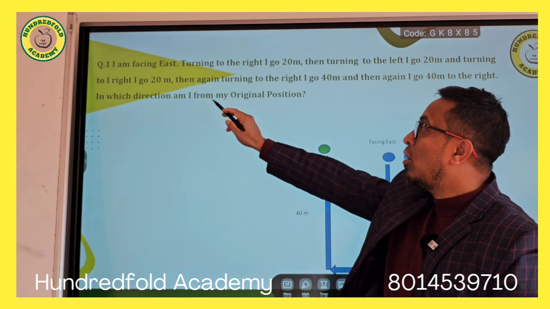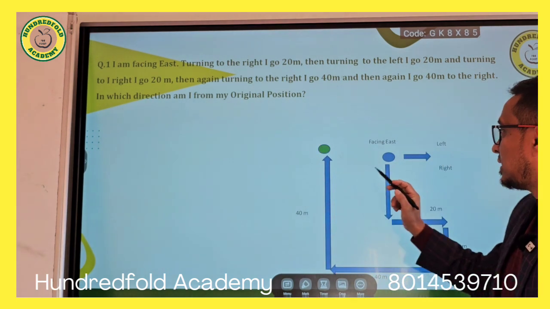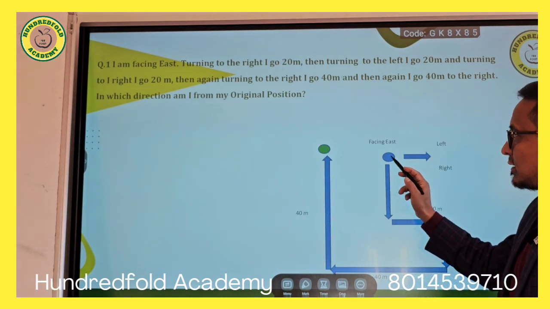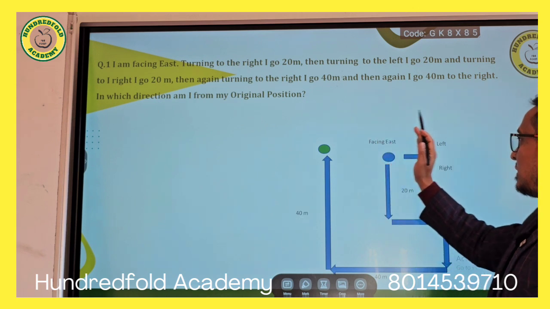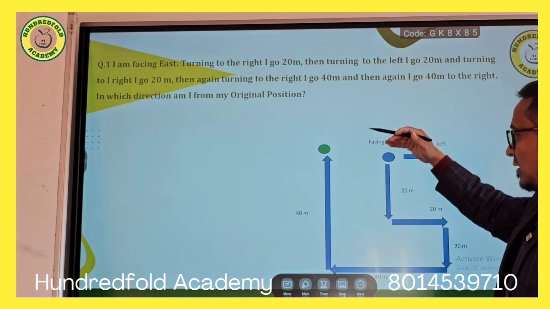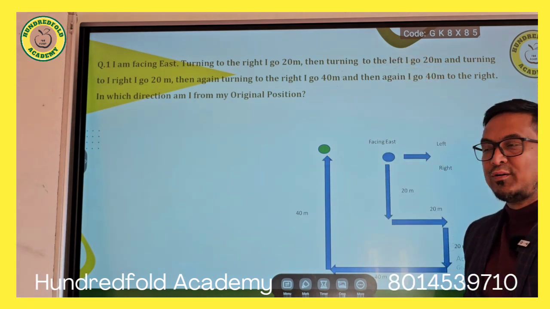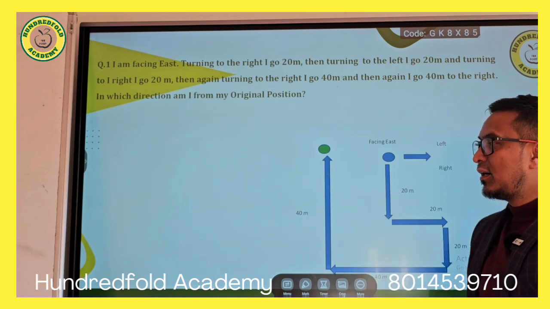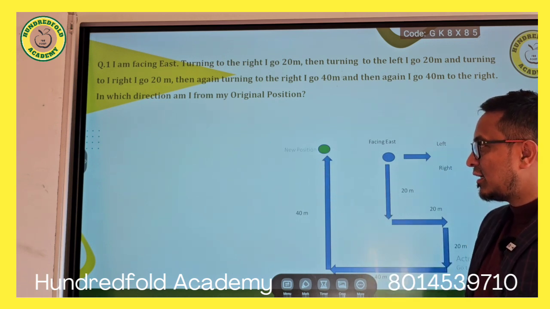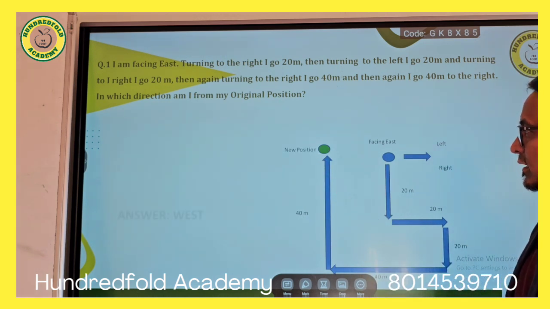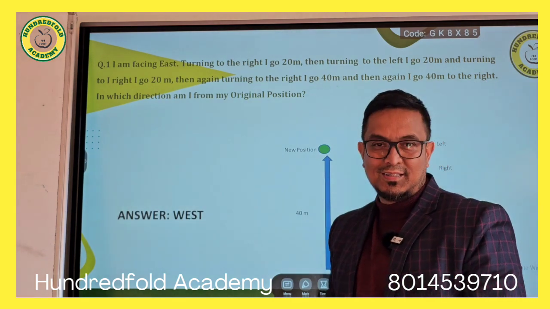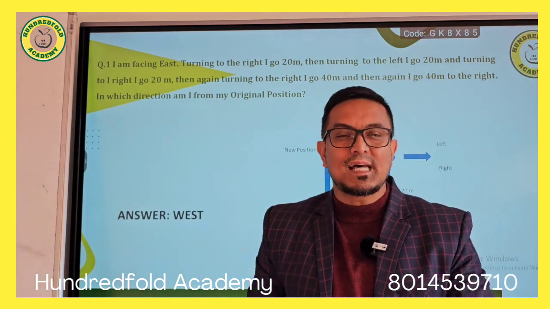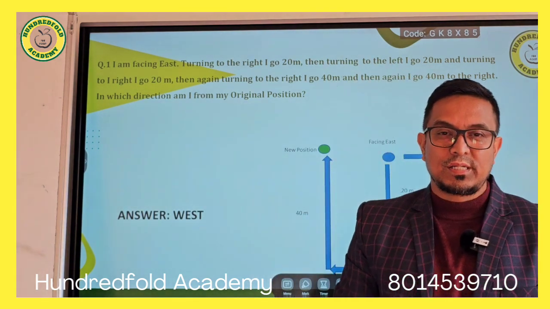But here it is saying, no, from the original position. So this is his original position, this is the east, this is west, this is north, this is south. So right now he is on the western side. So your answer would be his new position is on the west. So that's how direction questions come.